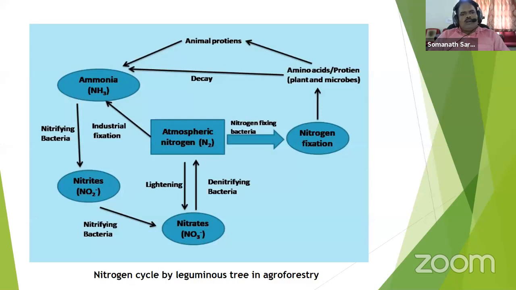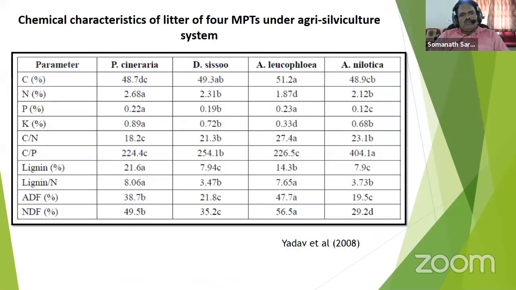These are some chemicals or concentrations in the leaf litter of multi-purpose tree species. In case of nitrogen percentage, it is higher in Prosopis cineraria. It is a leguminosae. These are the four tree species, and all belong to the leguminosae family. As compared to the other three species, Prosopis has the higher concentration of nitrogen in its leaves.